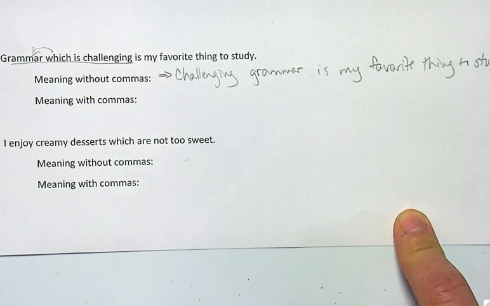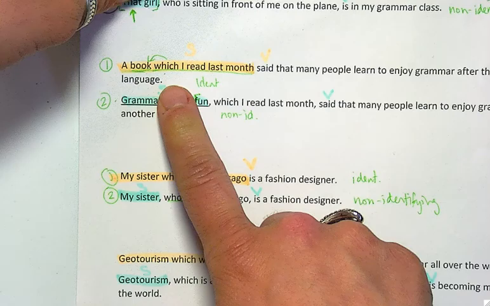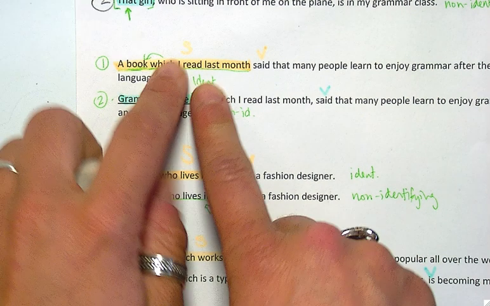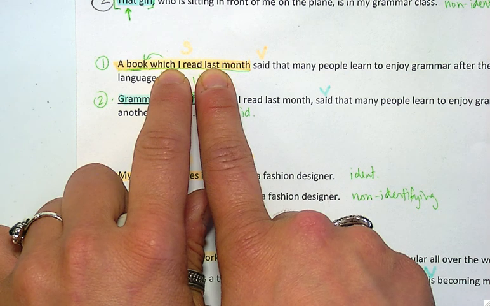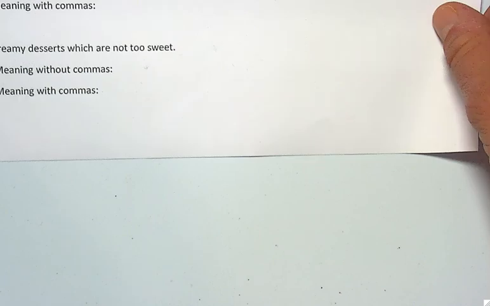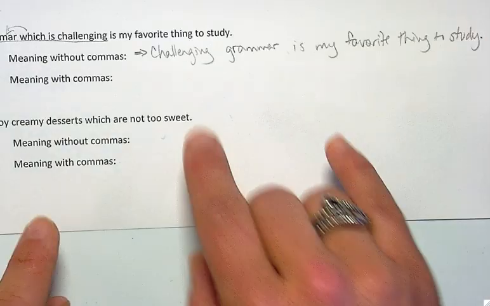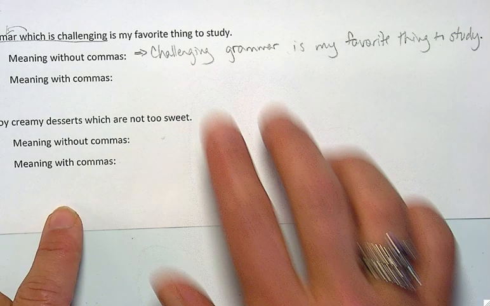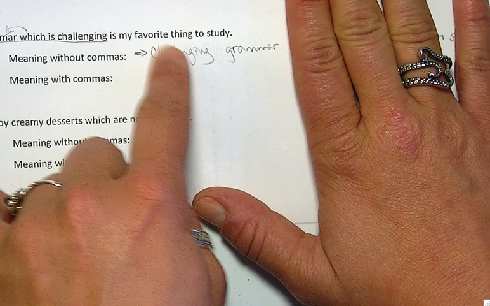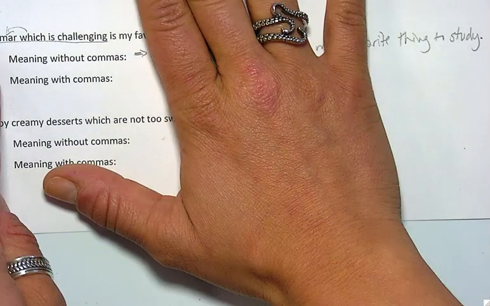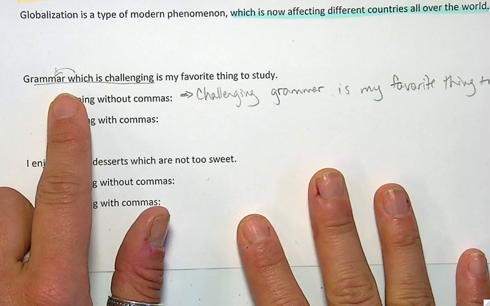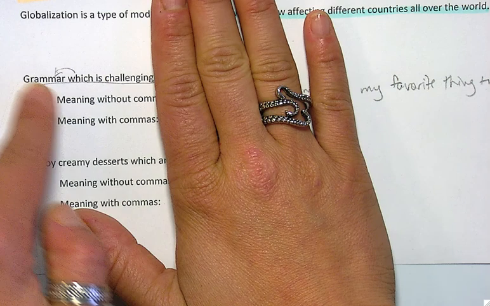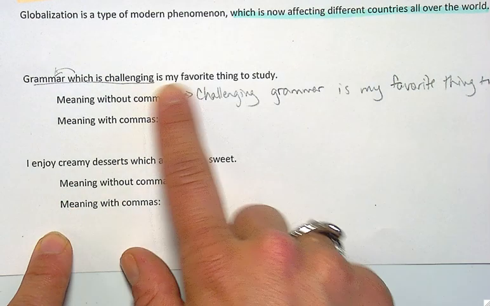If we look back at our second example about the book, we can see that in this one we cannot make an adjective from this adjective clause. So we must keep the adjective clause. But to focus on the meaning here in this example, we could say challenging grammar. And we can see how this whole thing is the subject of this. Similarly, in this sentence, this whole thing is the subject for is my favorite thing to study.